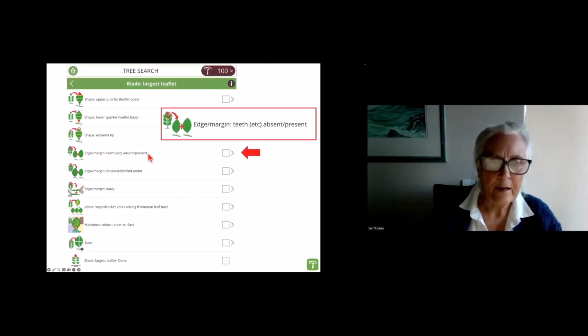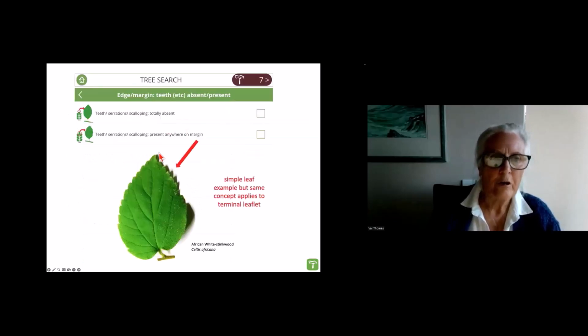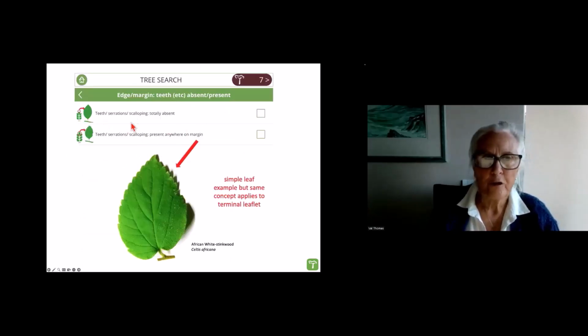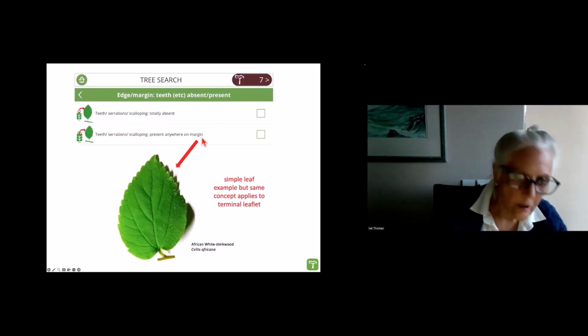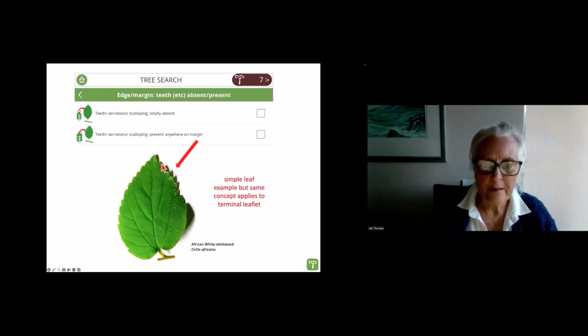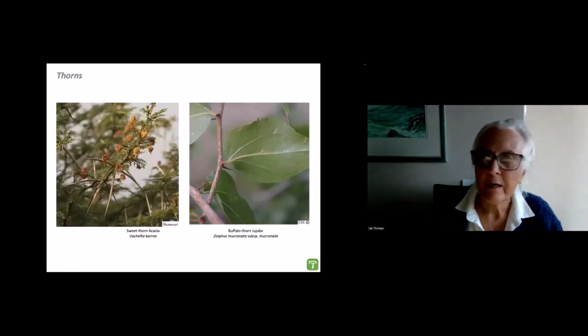Another very easy one to do is the edge or the margin. And you're offered only 2 options, that serrations are absent or they're present anywhere on the margin. And we can see here the African white stickwood. Here are the teeth. Marie, I hand over to you to Thorns.